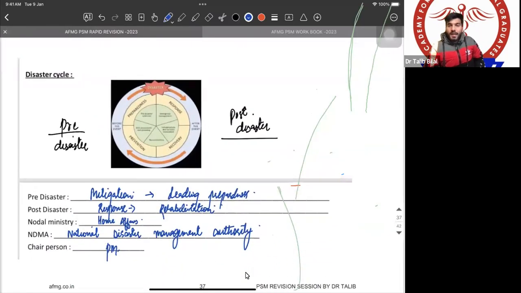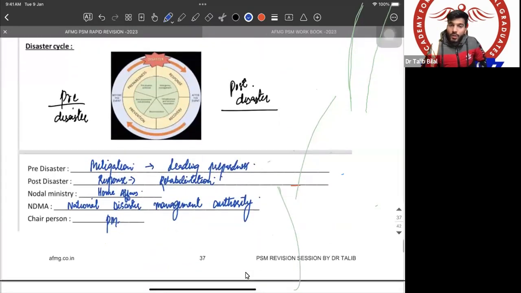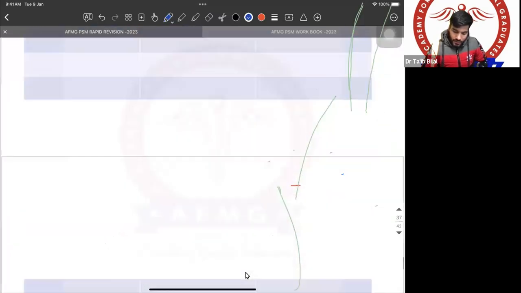After the disaster, which vitamin deficiency is there post-disaster? Vitamin A deficiency. And which infection? Gastroenteritis. Remember this, gastroenteritis. So in disaster management, you have to remember it is the post-disaster phase. Okay, clear, guys? Can we move to the next question? We are just left with 2 questions and done.